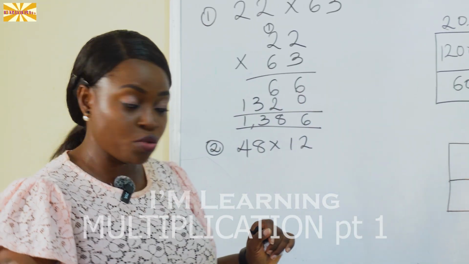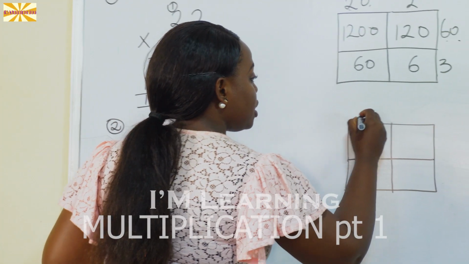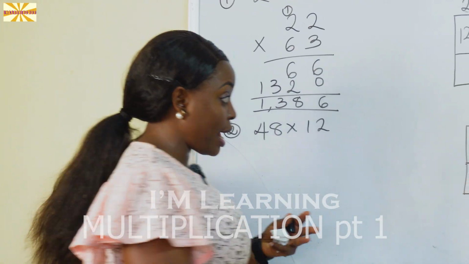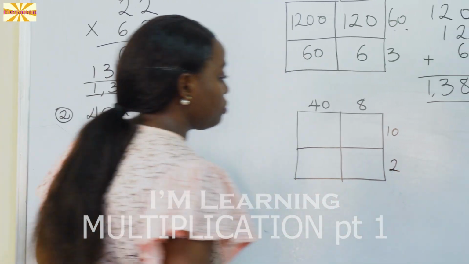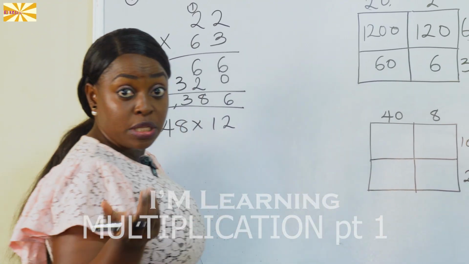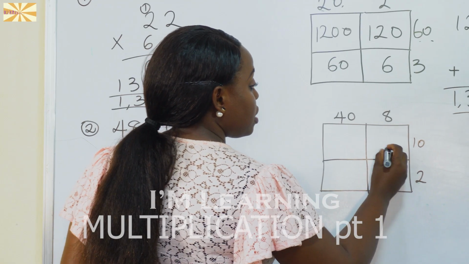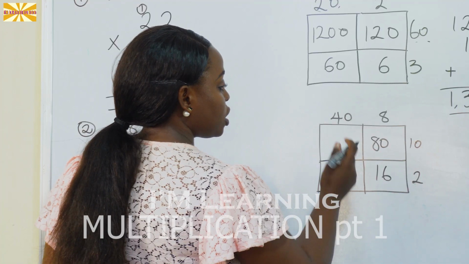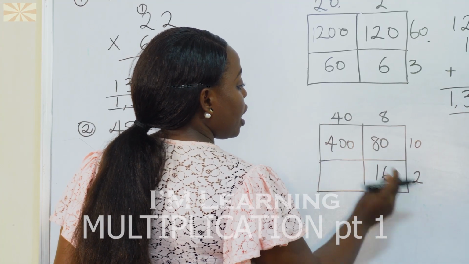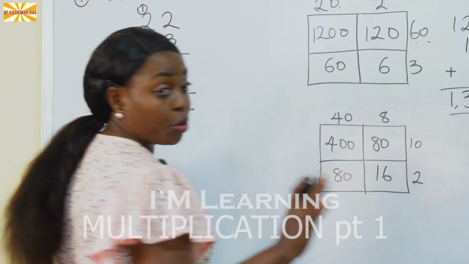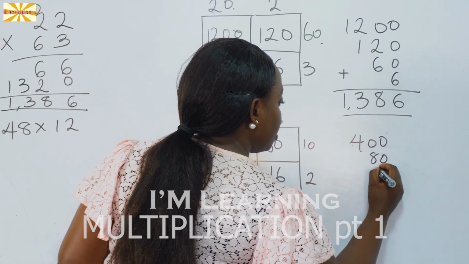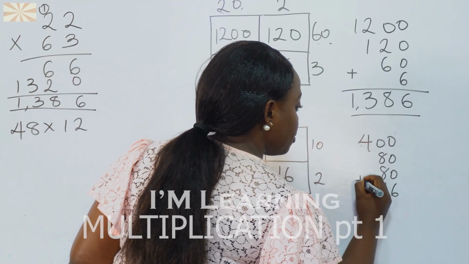Now let's look at the second set of numbers. We have 48 times 12. Now breaking 48 into its place values, you're going to have 40 and 8. This 12 is going to be 10 and 2. Now we start multiplying. 10 times 8 is 80. 2 times 8 is 16. 10 times 40 is 400. And 2 times 40 is 80. Now we're going to add 400, 80, 80, and 16.